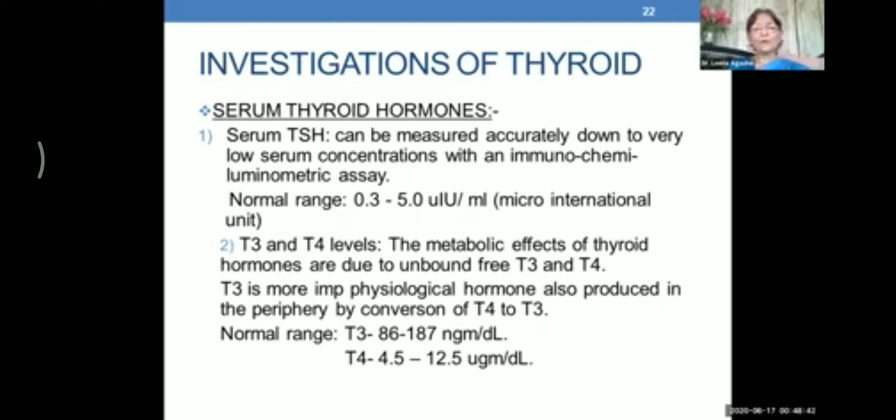T3 is more important physiological hormone which is also produced in the periphery by conversion of T4 to T3. The normal range for T3 is 86 to 187 nanograms per dl. For T4 it is 4.5 to 12.5 micrograms per dl, that is deciliter, 100 ml.